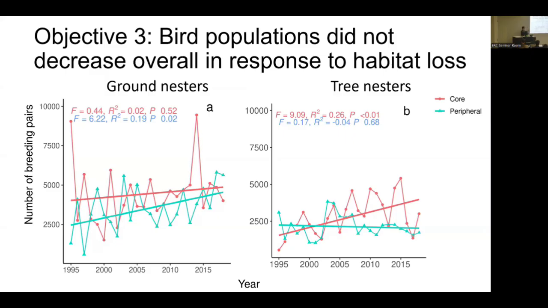pairs. The reason I split those up is because I didn't want the core islands to sort of swamp out effects that were occurring in the peripheral islands, which tend to be smaller. And the smaller islands are eroding faster. So in any case, we didn't find any decline in numbers of breeding pairs being counted at these islands over time.